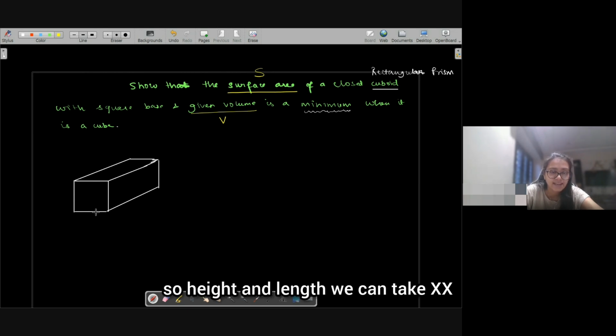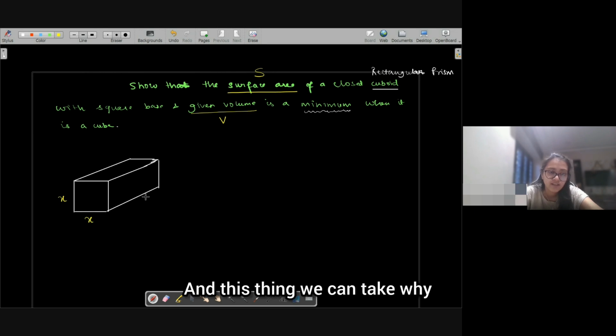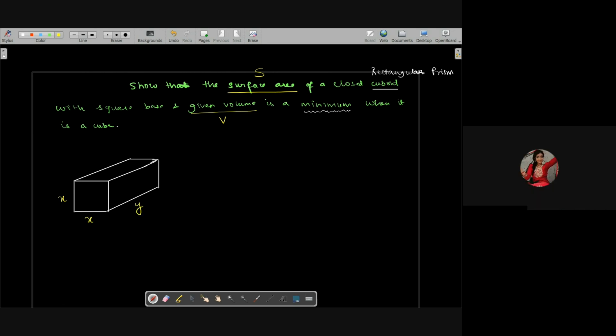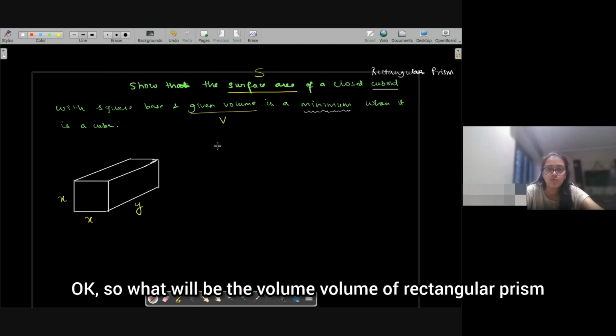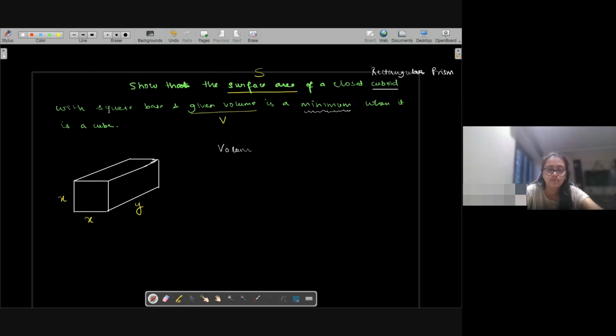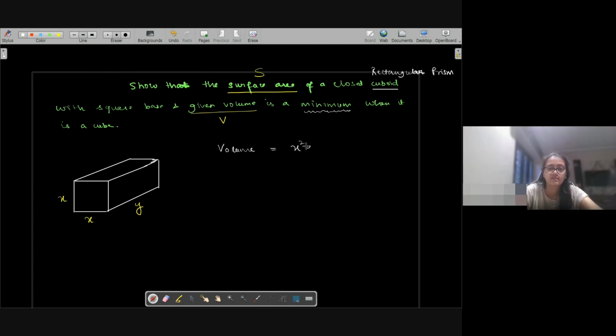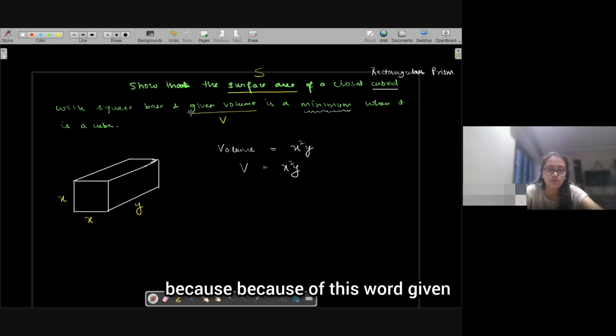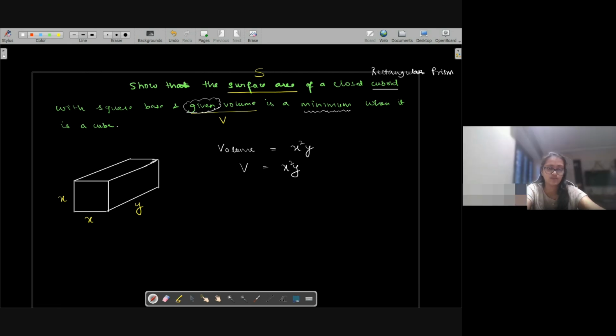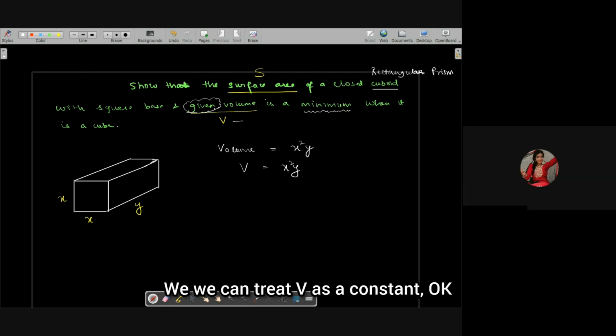So height and length we can take x, and this thing we can take y. So what will be the volume of the rectangular prism? x squared y. So V is x squared y. And V is a constant because of this word, given. Given volume means volume is fixed, it is constant. We can treat V as a constant.